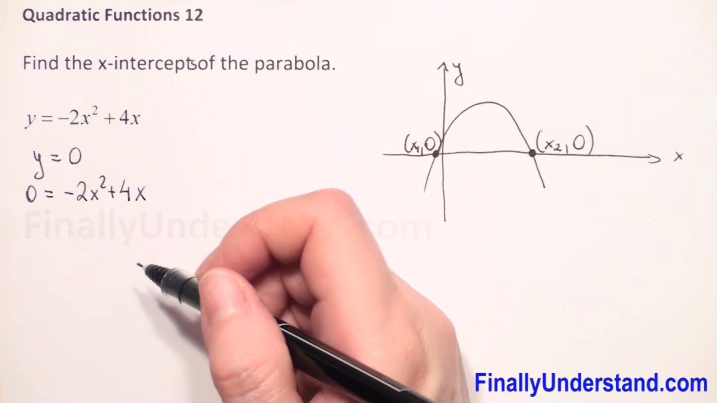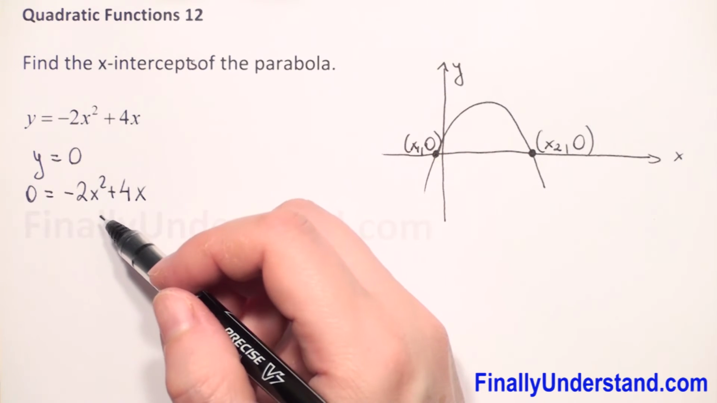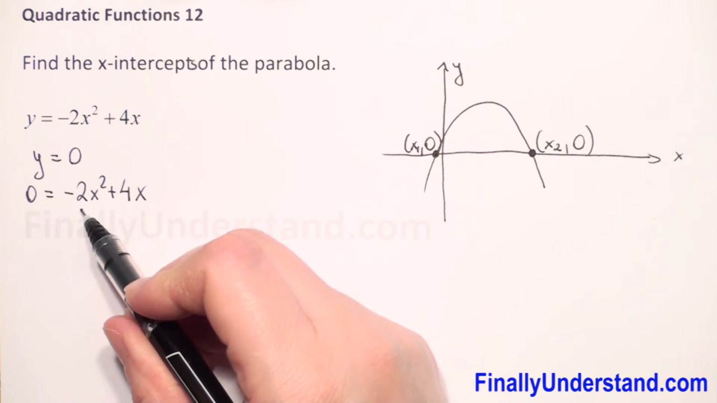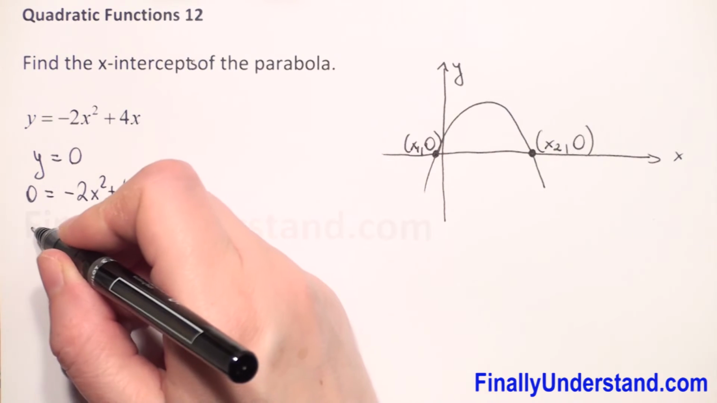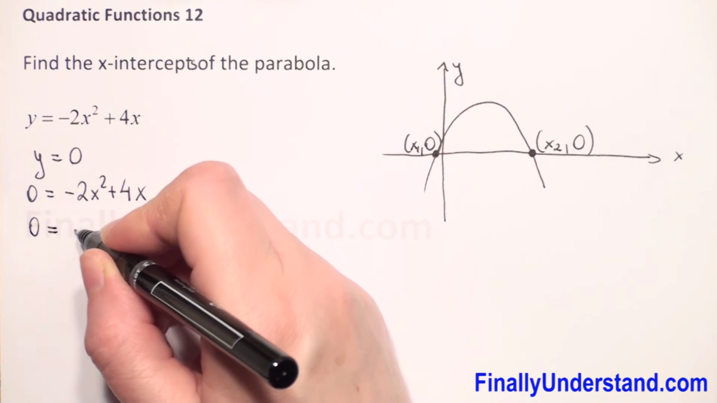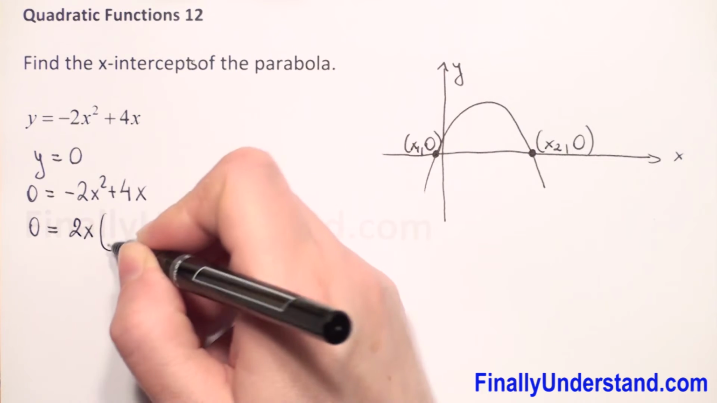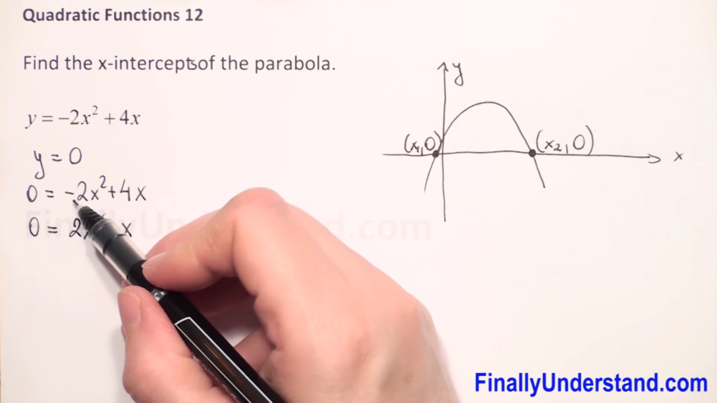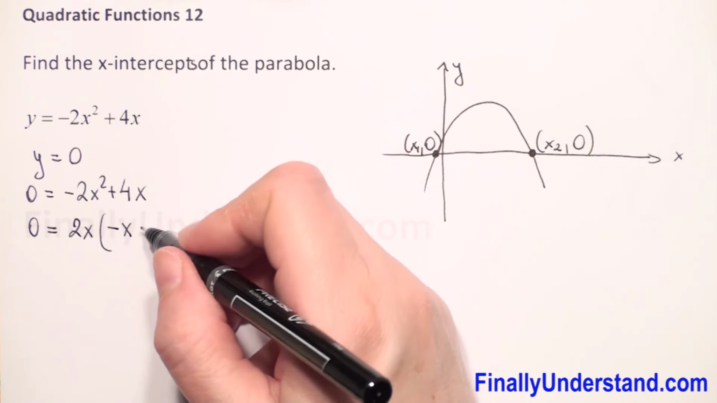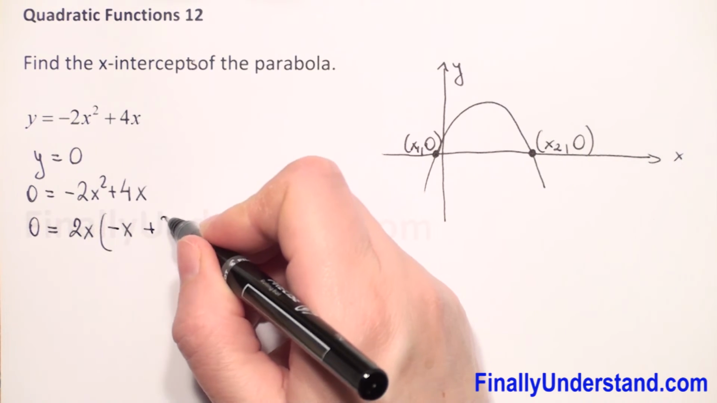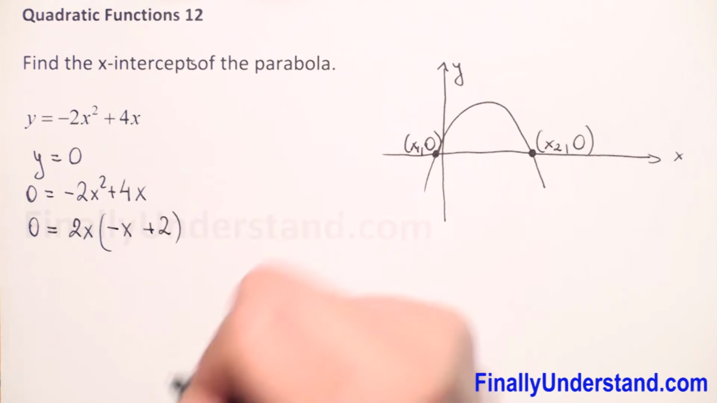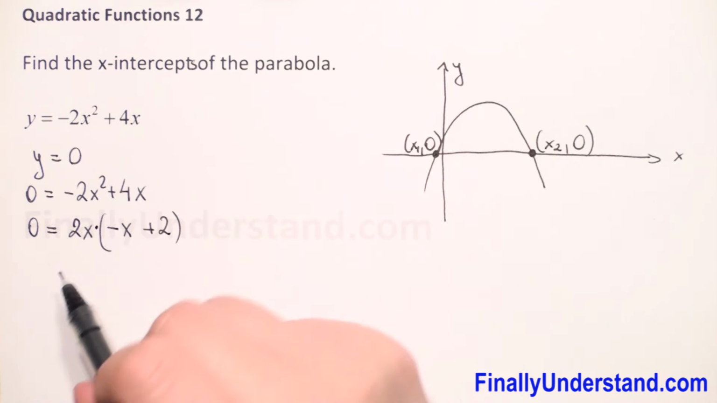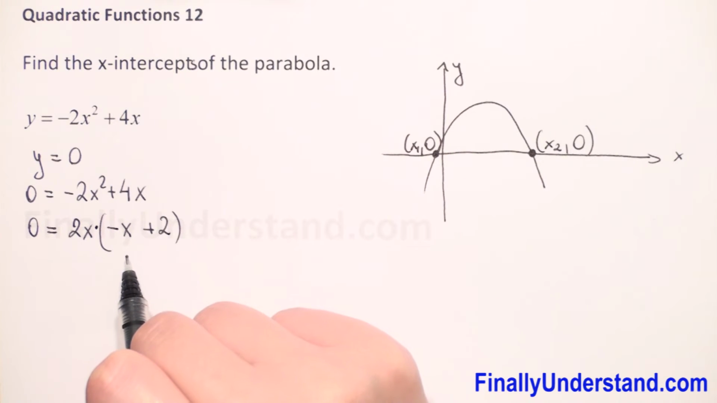Next, we have to solve this equation for x. We can factor out 2x. So let's copy 0. We have 2x, and in parentheses we will have negative x plus 2. 2x times negative x gives me negative 2x squared, and 2x times 2 gives me 4x. So I have still the same, I didn't change anything, and now we have multiplication on the right side.